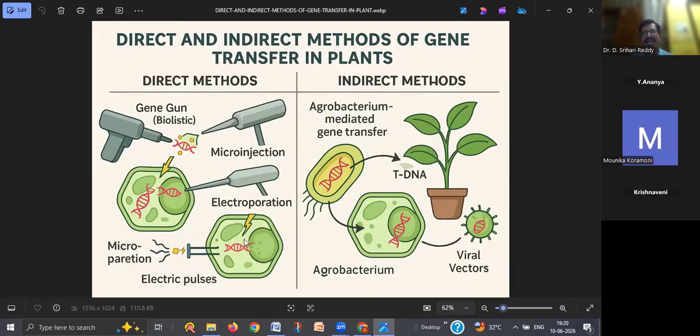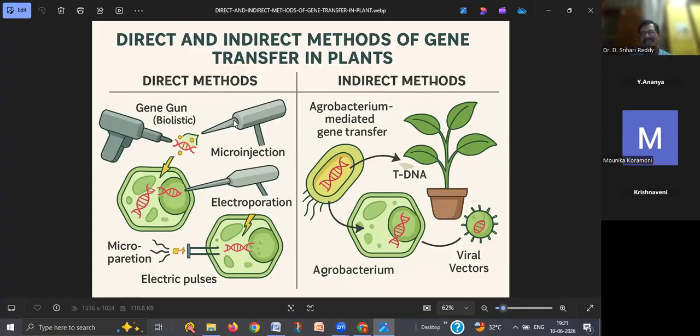Okay. So one more method is called electroporation. What we do, we keep the target cells, mostly we use the protoplasts of those cells. Protoplasts means cells without the cell wall. We keep the protoplasts in the DNA solution and we apply some electric impulses. Then due to these electric impulses, the membrane becomes permeable. Permeable means it allows the entry of DNA from the outer solution to inside the protoplast.